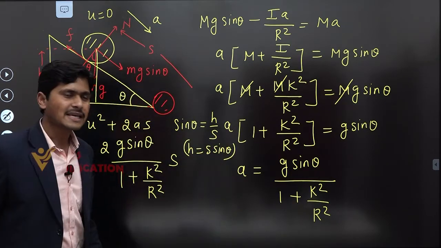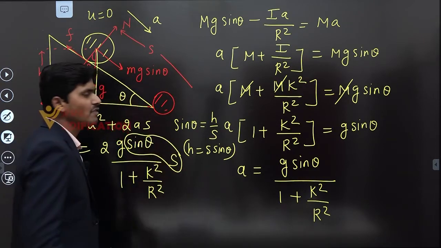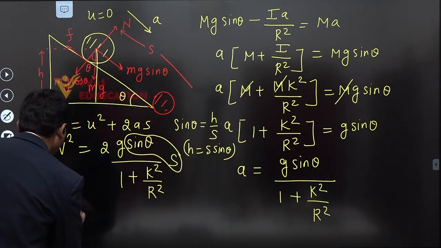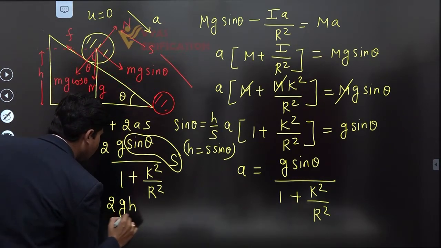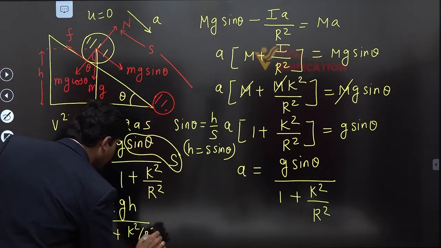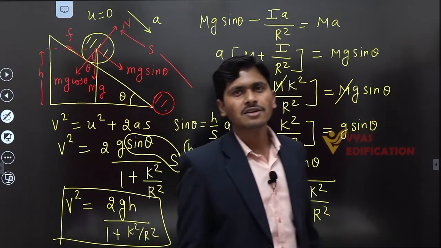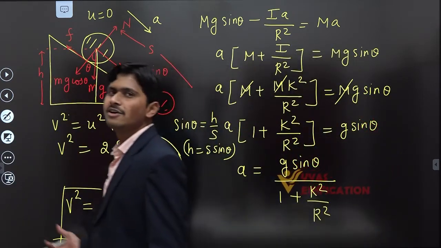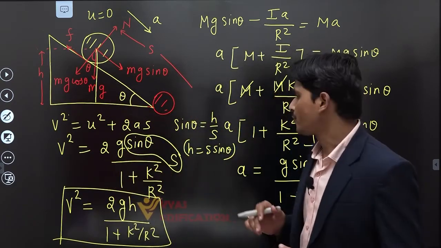Clear? s sin theta. So instead of s sin theta, now I am writing the value small h. Clear? So I can also write like this: v square is given by 2gh divided by 1 plus k square divided by r square. Clear to you? So this is the required expression. Clear? So like this we can find the value of velocity of an object when it is reaching the bottom of an inclined plane.